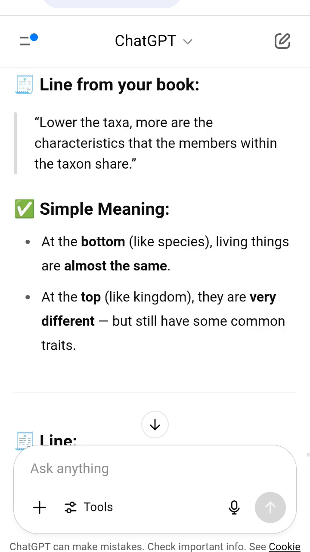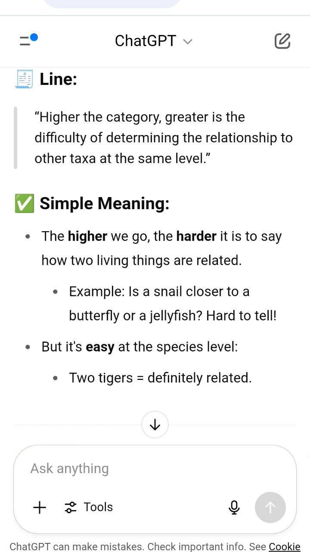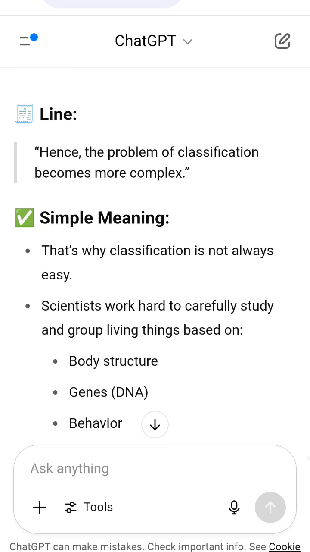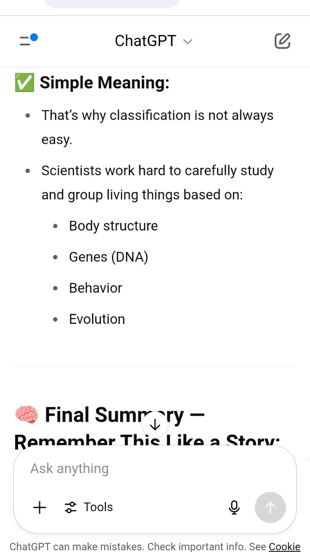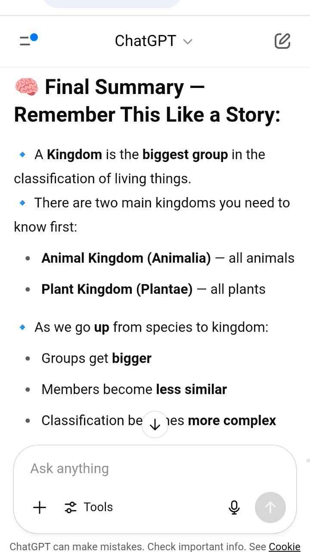Final summary. Remember this like a story. A kingdom is the biggest group in the classification of living things. There are two main kingdoms you need to know first. Animal kingdom, Animalia, all animals. Plant kingdom, Plantae, all plants. As we go up from species to kingdom, groups get bigger, members become less similar, classification becomes more complex.